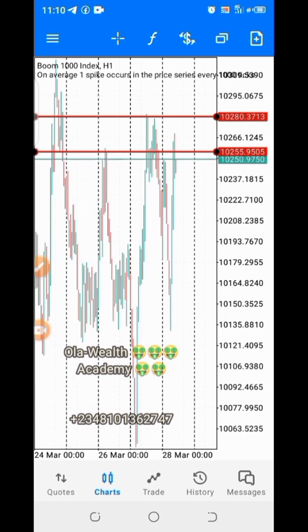All right. So guys, this is just the brief summary of the Boom 1000 and how to make entry and the kind of lot size you should use trading Boom 1000 henceforth.